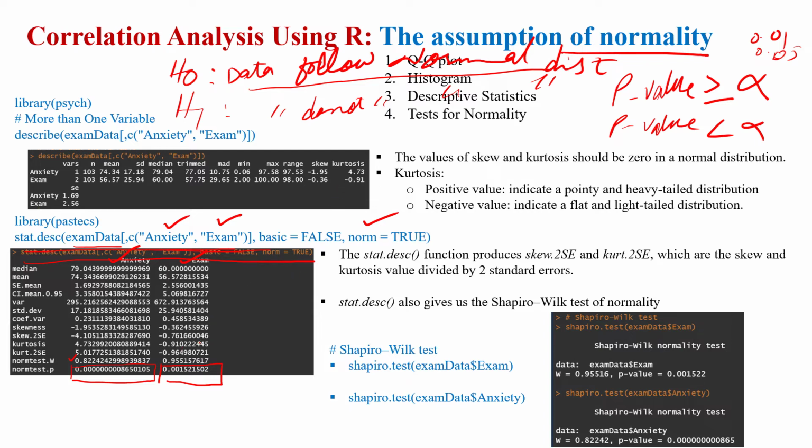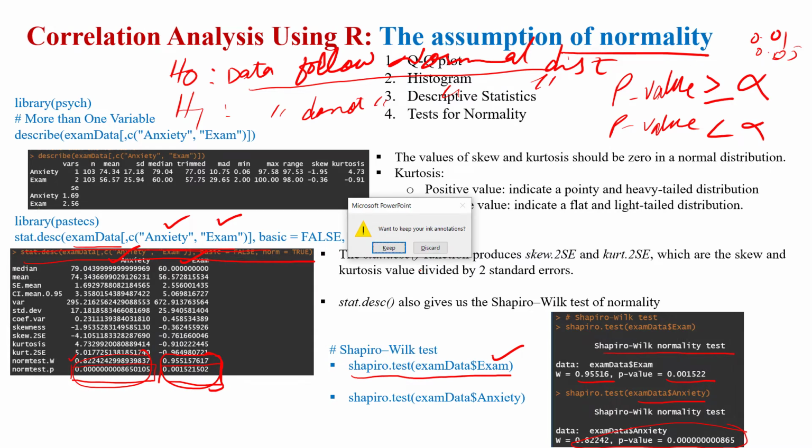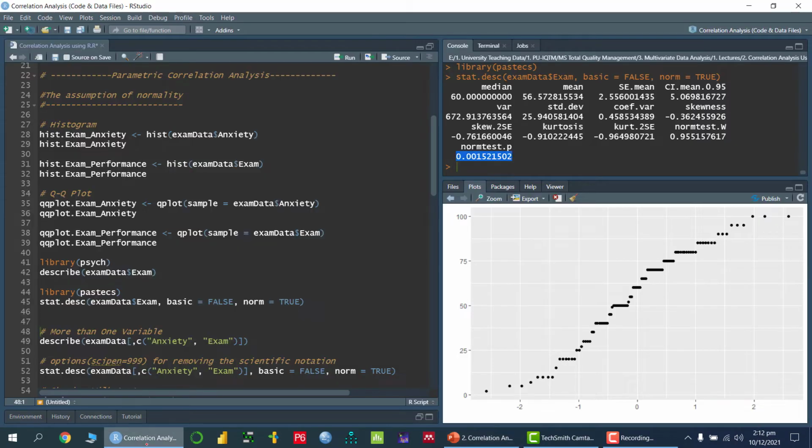You can also get these values with the help of this command, which is the Shapiro-Wilk normality test. If I run this command with exam anxiety, and then the second variable, this is the p-value and this is the test statistic value, which is the same. Similarly, for exam anxiety, these are the p-value and the Shapiro-Wilk test value. So let me run these two commands in R.